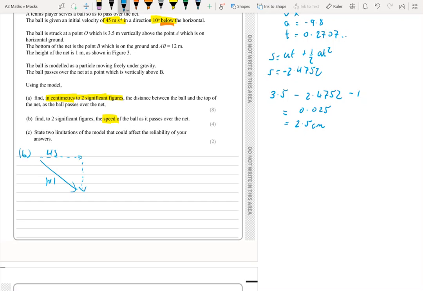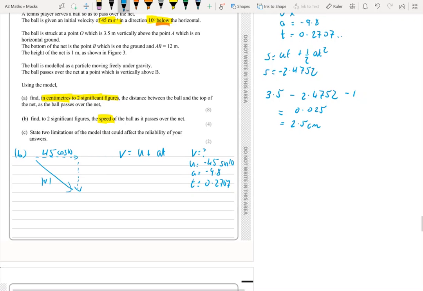45 cosine 10 never changes. Vertically, we want v. It's probably easiest to use v equals u plus at, because v is what we want. U is negative 45 sine 10. A is negative 9.8. We know t is 0.2707 from earlier. And we get a value for v there. I can't remember what it is exactly. Maybe I should actually do that on the calculator.